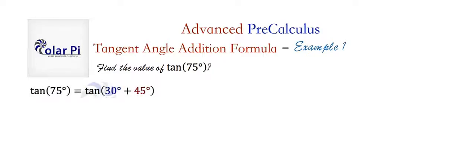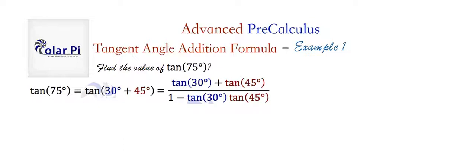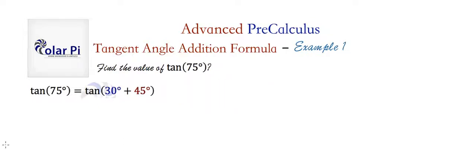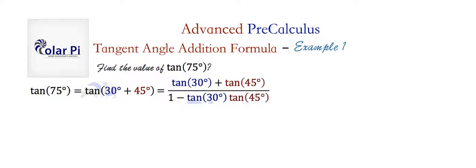To start, we see that tan of 75 could be thought of as tan of 30 plus 45. Cool, because we're familiar with 30 and 45. Using the tangent angle addition formula, which says the tan of alpha plus beta is equal to tan alpha plus tan beta divided by 1 minus tan alpha times tan beta, we see that tan of 30 plus 45 could be written as this.